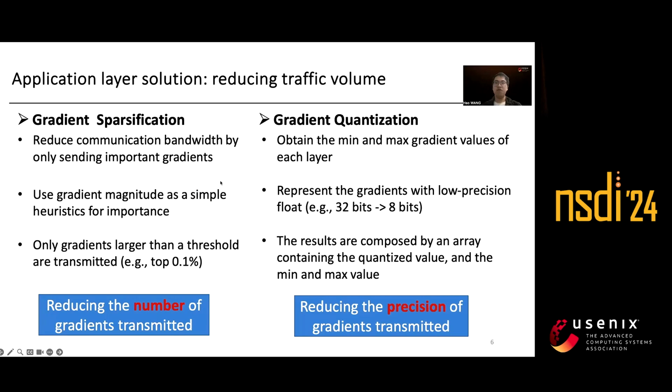To solve communication overhead, a direct solution is to reduce traffic volume from the application layer. Gradient sparsification and gradient quantization are widely used by algorithm designers. The basic idea of gradient sparsification is to reduce the number of gradients, while the basic idea of gradient quantization is to reduce the size of each gradient.